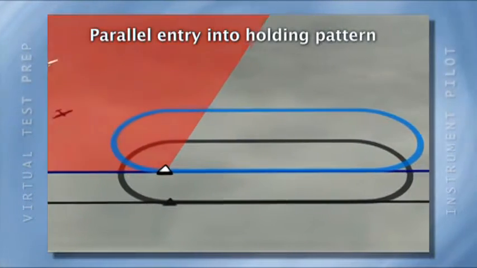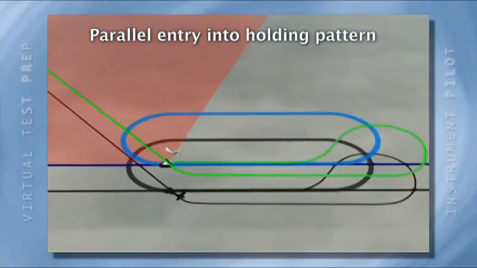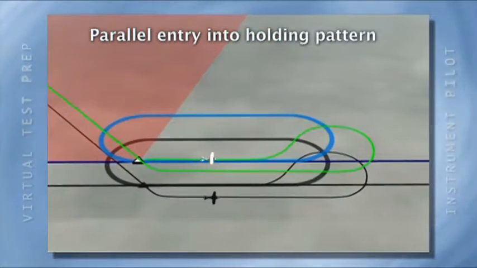The last entry is actually the parallel entry. As the aircraft crosses the fix, it must immediately turn and fly parallel to the inbound leg of the hold and continue until it is ready to begin turning into the holding side to intercept and track the holding radial inbound.